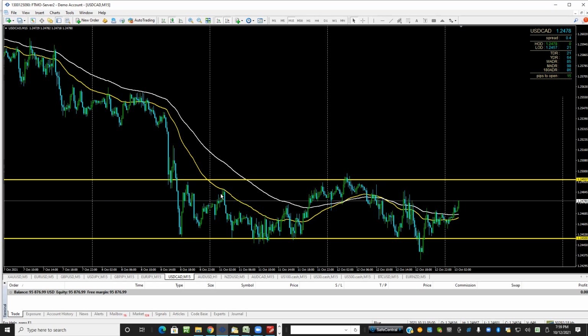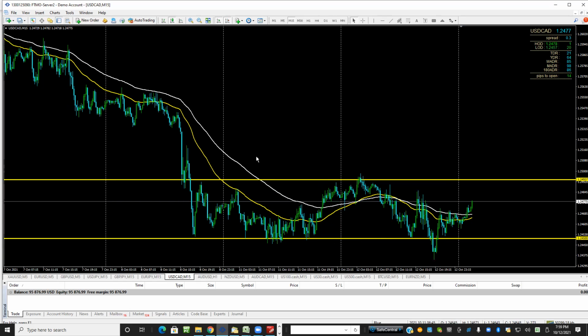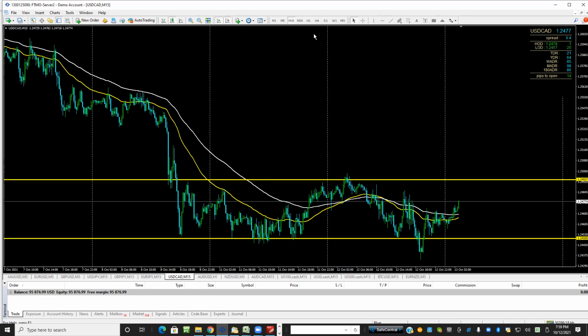All right. So what kind of structure are we in here? Consolidation. Exactly. But it's also price came down. Price came down from here. Flag.